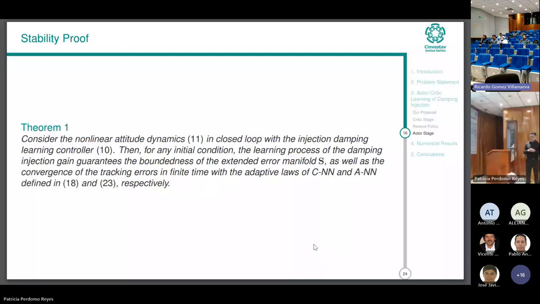of our scheme. If we apply the classical method of Lyapunov stability, we obtain expression 25. And if we assume that the learning monitor is designed by an expert user, we obtain expression 26, where we conclude that all the signals of the closed loop are bounded. And the second part is where you can see the reference, where the tracking errors converge exponentially, locally.